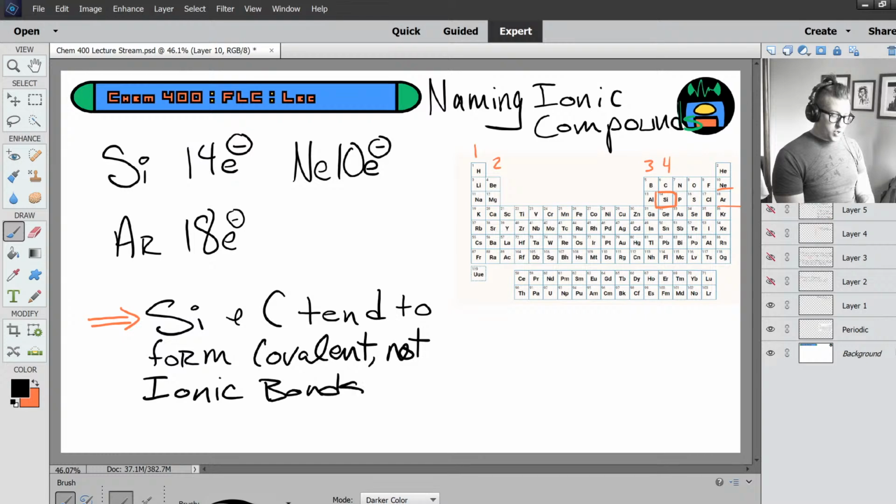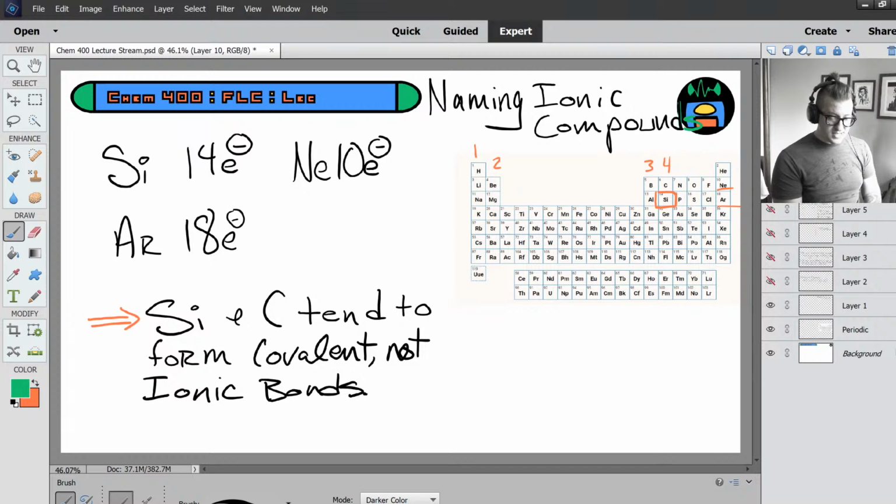And so you don't really see silicon or carbon forming ionic compounds like this, because they're right smack dab in the middle. They could just as easily form a -4 charge or a +4 charge, but they don't really like to form either of them. So with silicon and carbon, don't worry about them. I'm not going to throw it in there and ask you to determine a charge, because, again, they prefer to form covalent compounds. They don't really do the ionic thing.